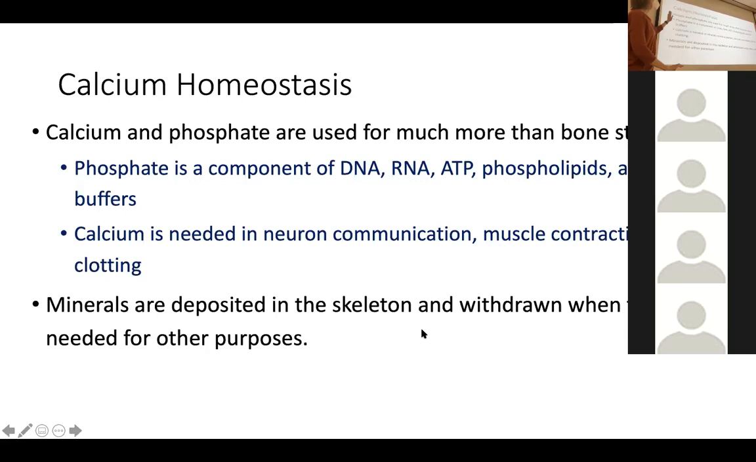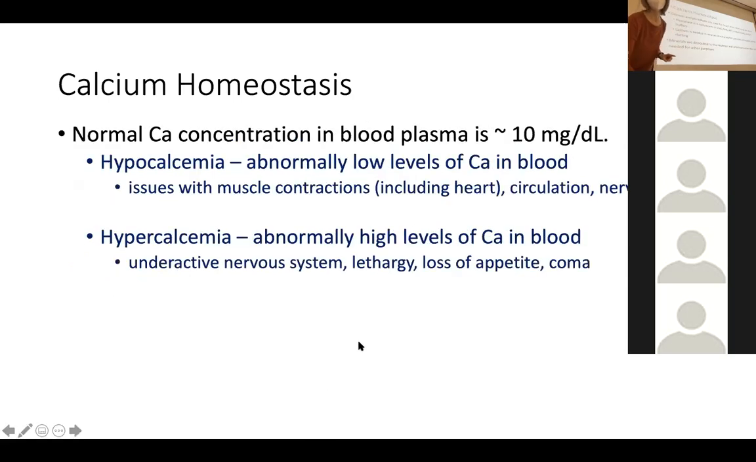Okay, so from here on, I'm going to focus on calcium. We're going to talk about the homeostasis of calcium between blood and bone. How much calcium is in your blood is very important. You don't want too much and you don't want too little. You don't need to know this number, but just to give you an idea of a baseline for what's normal, the normal calcium concentration in blood is typically around 10 milligrams per deciliter.